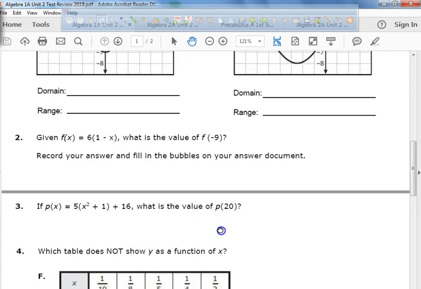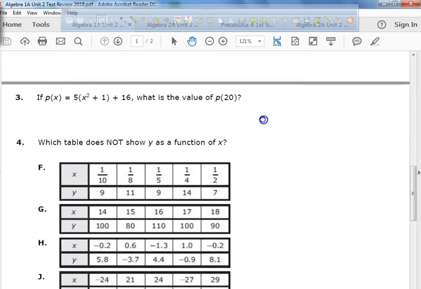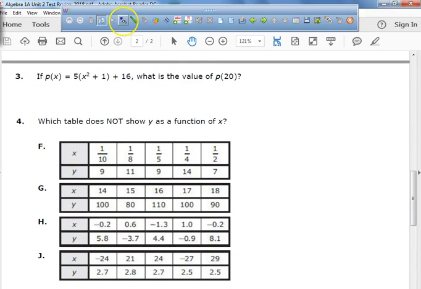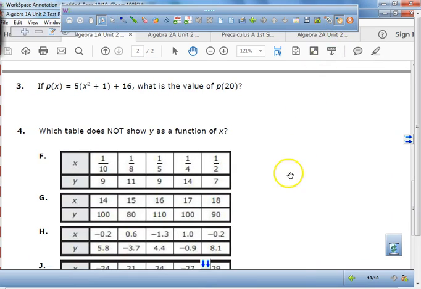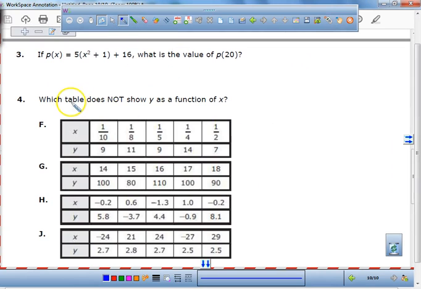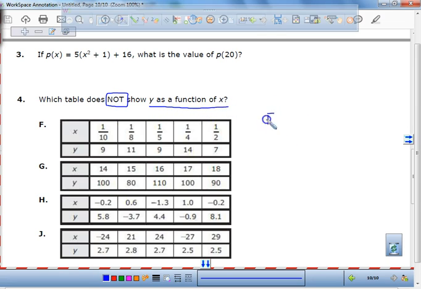Okay? All right, everybody. Number 4. Let's look at this carefully. All right? Number 4, we have a table. And it says, which table does not show y as a function of x? So everybody, did you guys write the word function versus relation?